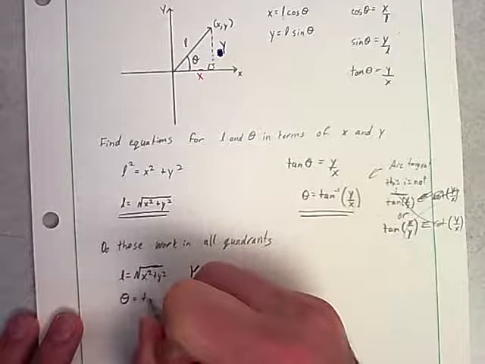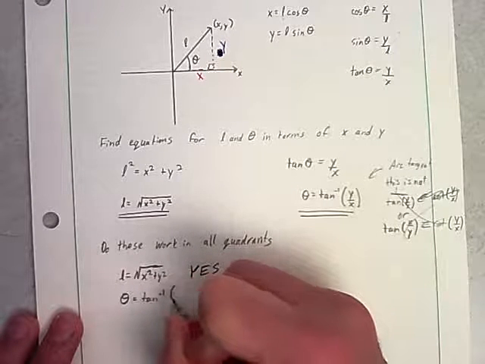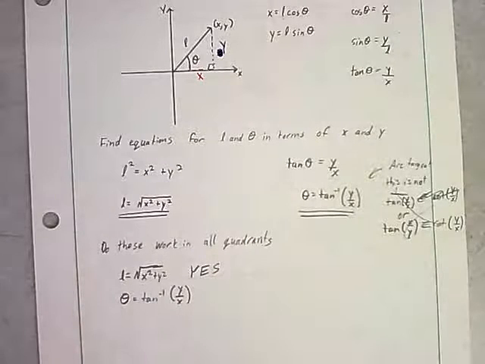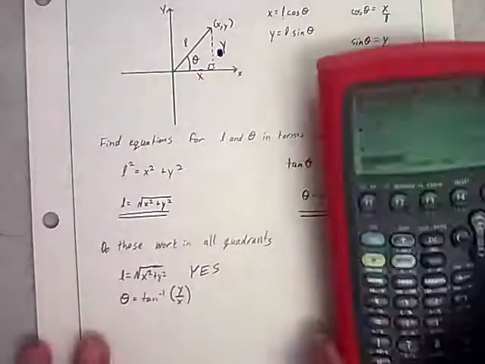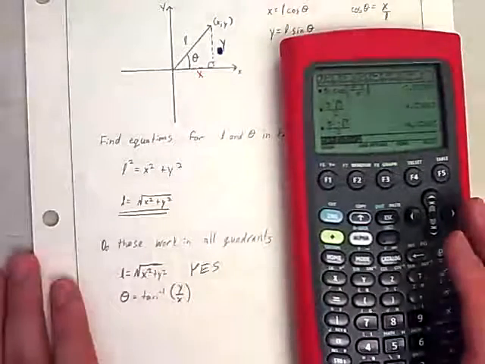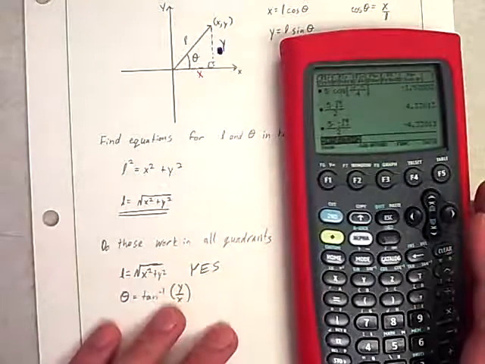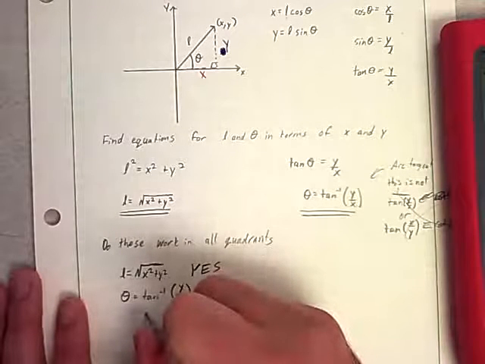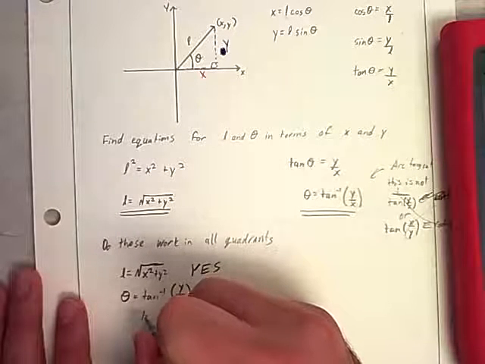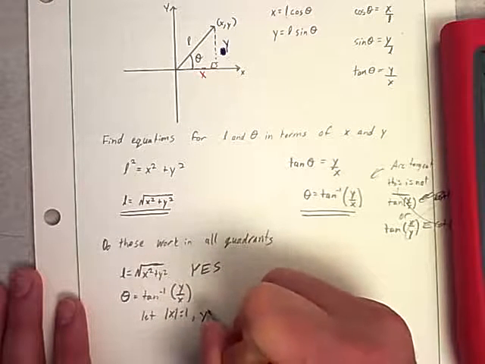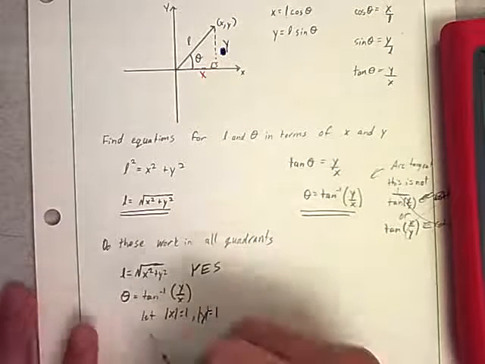Theta equals tan inverse of y over x. Well, let's just do some examples and see. We assume it's going to work in the first quadrant, so if we gave it something like, let's just make this simple and say that x and y are absolute value of 1. So quadrant 1.